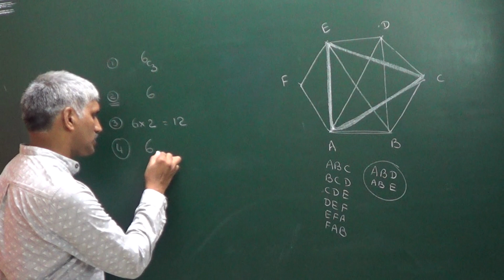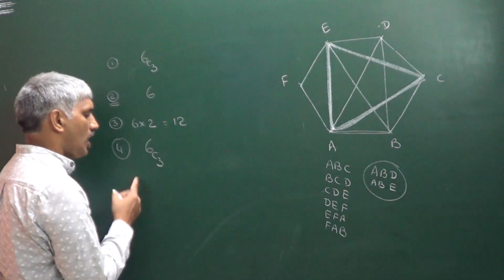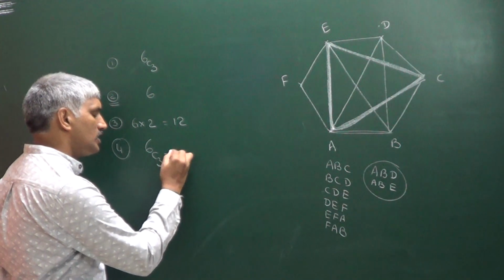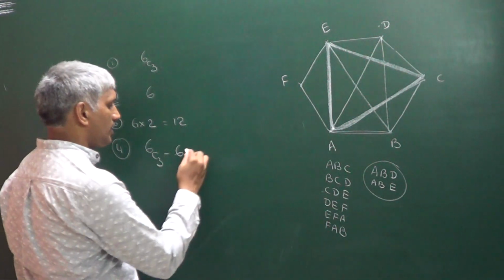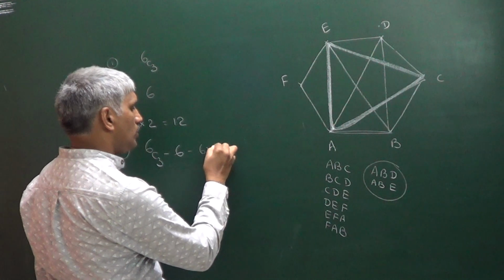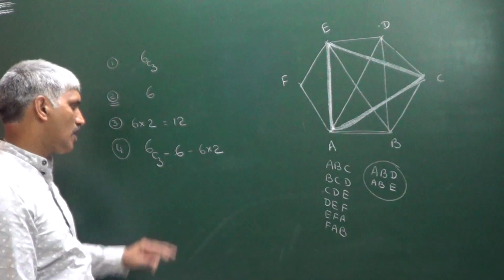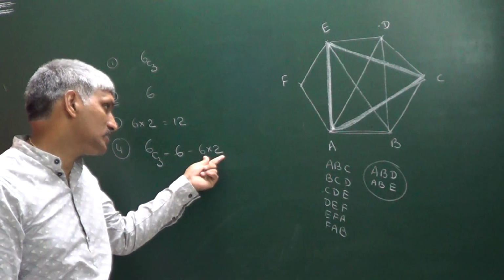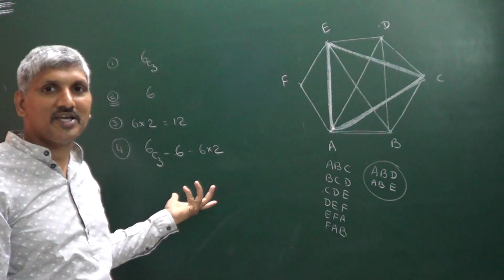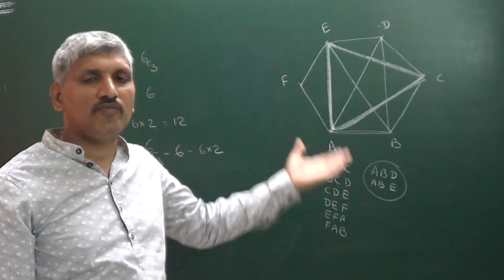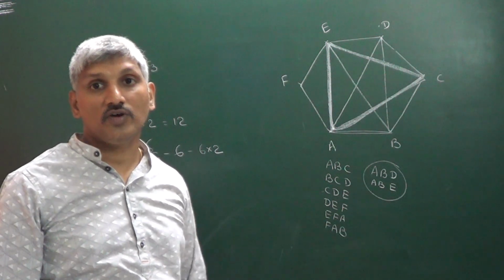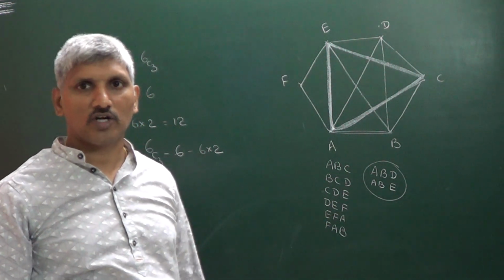Total 6C3 triangles are possible. Out of those 6C3 triangles, 6 triangles have exactly one side in common, and 6 into 2 have exactly 2 sides common. The remaining is the answer for no side common. The same we can extend to the case of n sides of a regular polygon also.